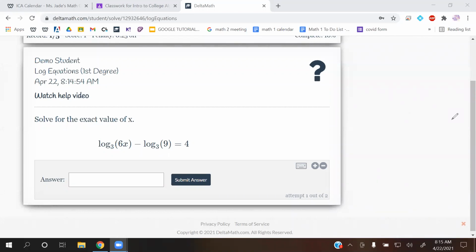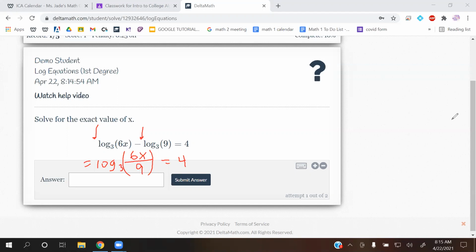Here we don't have any coefficients in front of the logs, so we don't really need to move any exponents. However, we have two logs with the same base, and they're being subtracted, so we're going to turn it into a fraction. This is log base 3 of 6x on the top because it came first, and then the 9 goes on the bottom because it was the one being subtracted. So we have log base 3 of 6x over 9 is equal to 4.